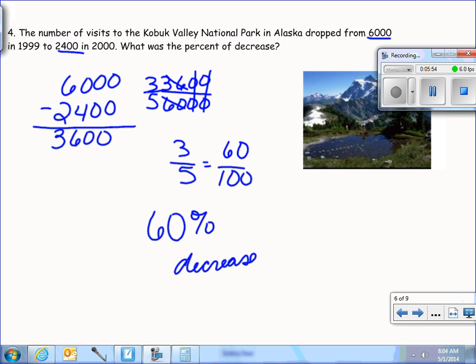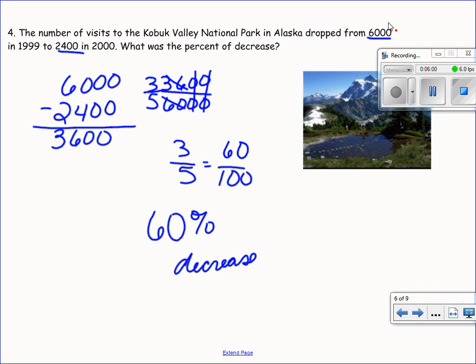So again, we took the numbers. The original amount was 6,000. So we took it and it went to 2,400. So we took the difference of that, which is 3,600. So we put 3,600 over the original amount of 6,000, and we simplified that to 3/5. And we needed to put it in a percent. So 3/5 is equal to 60 over 100. And last but not least, 60% decrease is your final answer.